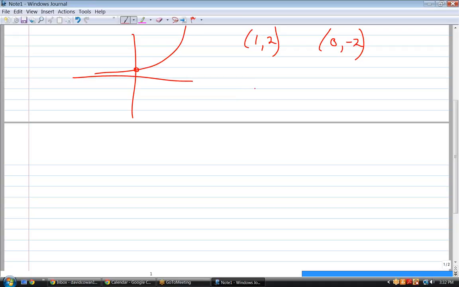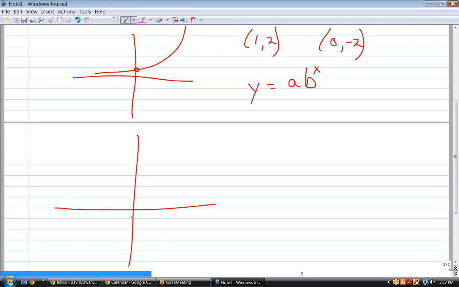And my equation is going to be y equals ab to the x plus or minus k, or just ab to the x? I think ab to the x. And the only difference is if it's decay, it's like this. In other words, it's as if this were reflected about the y-axis.